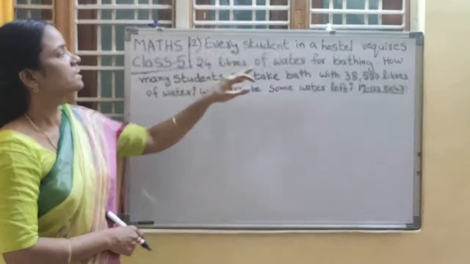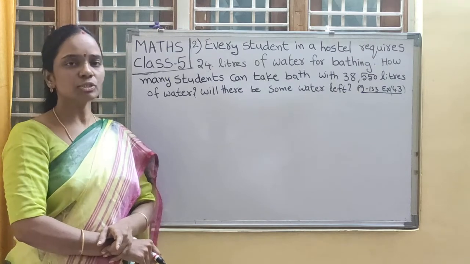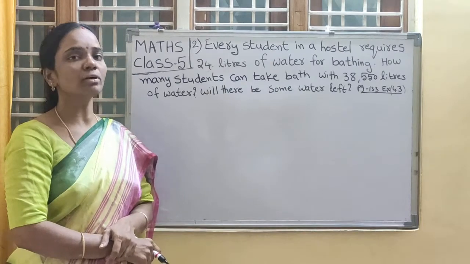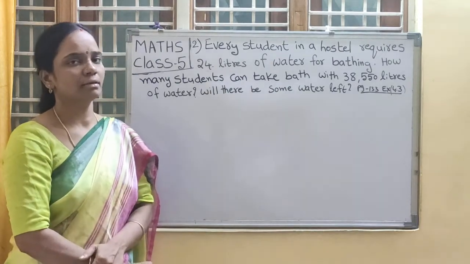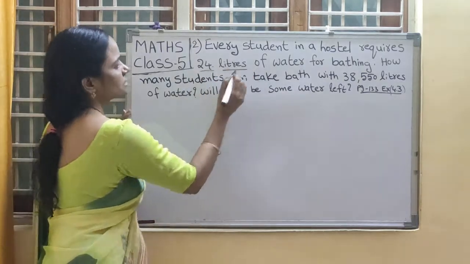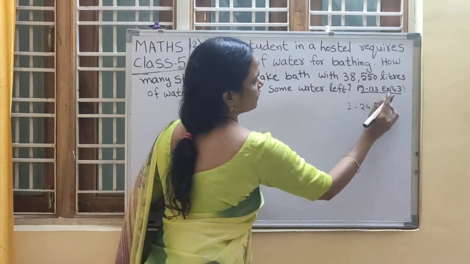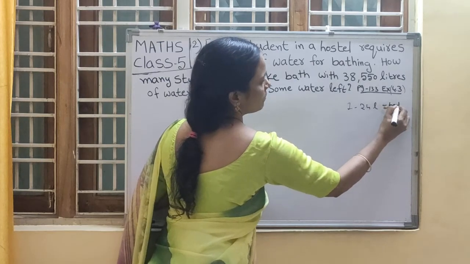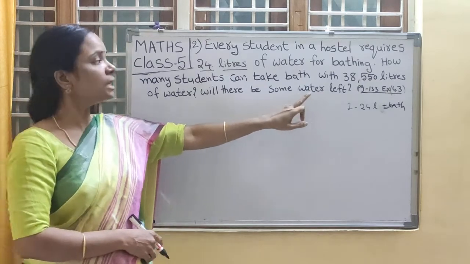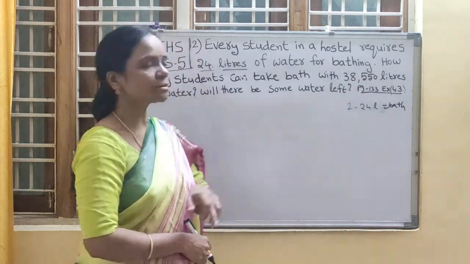Understood, children? So in a hostel, each student is consuming 24 liters of water for taking bath. For bathing, how much water is used by each student? 24 liters. One student is using 24 liters. And in total, all the students in that hostel used 38,550 liters of water for bathing.